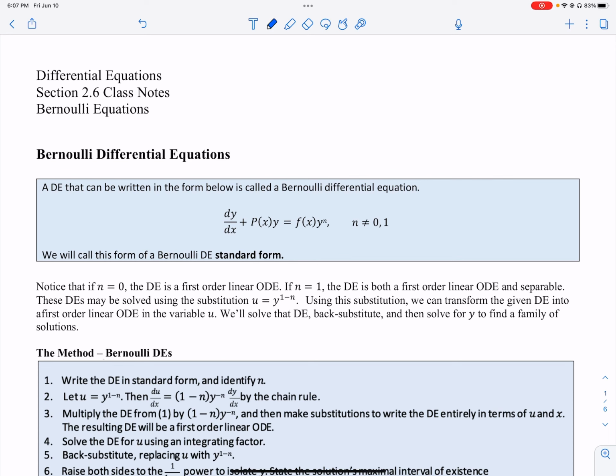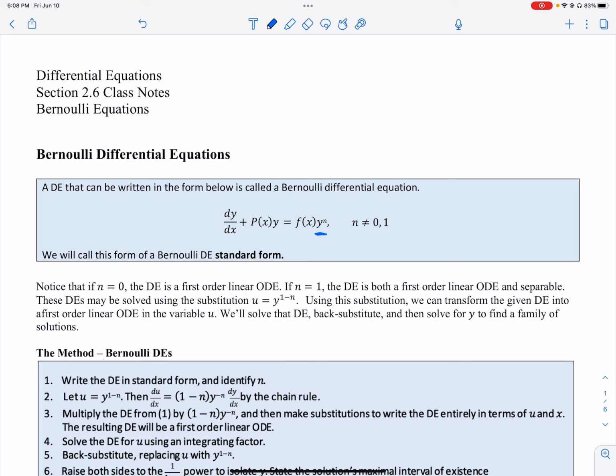So let's begin. The form of a Bernoulli differential equation is completely based on form, just like linear equations were based on form. It almost looks like a linear equation, except I get this factor of y to some power. The power is not going to be 0 or 1. It'll be something else, higher. But we're going to take note of what this n is, and then we're going to run through a whole method.